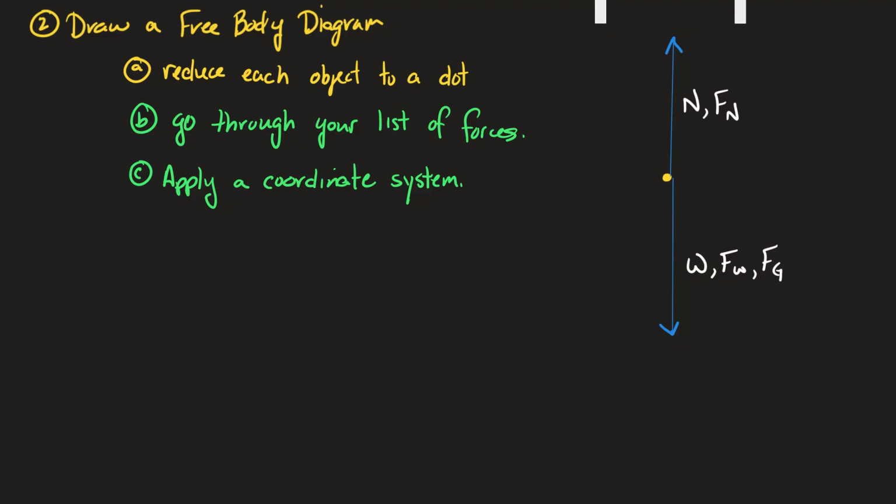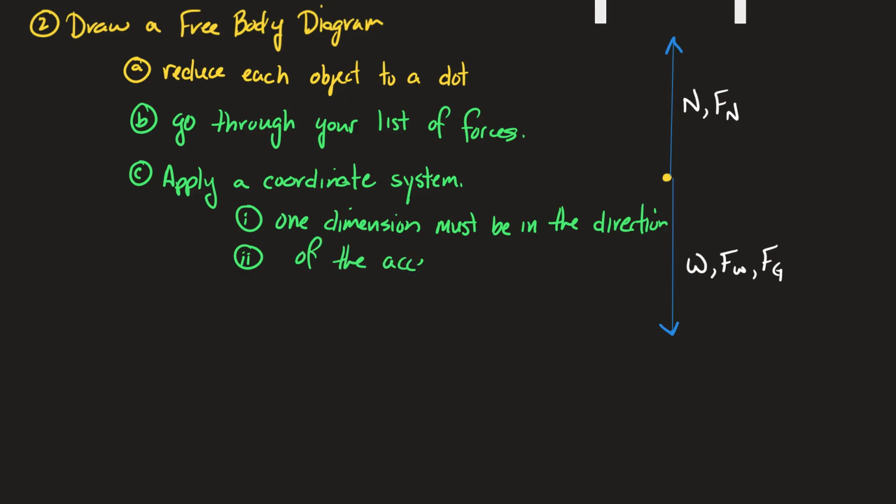This is not arbitrary. There are two rules to follow. If the object is accelerating, one dimension has to be in the direction of the acceleration. If it's accelerating, you have to put one of the directions in the direction of the acceleration. If not, you have infinitely made your difficulty level so much higher. So if you can, put a direction in the direction of the acceleration.